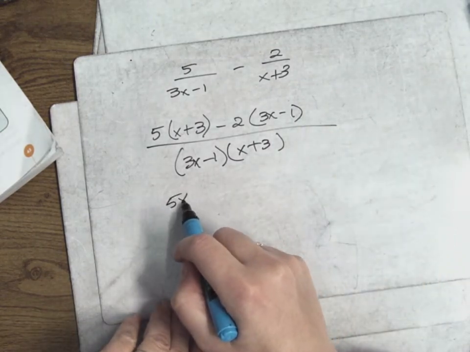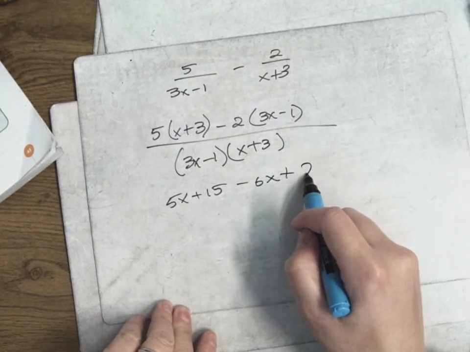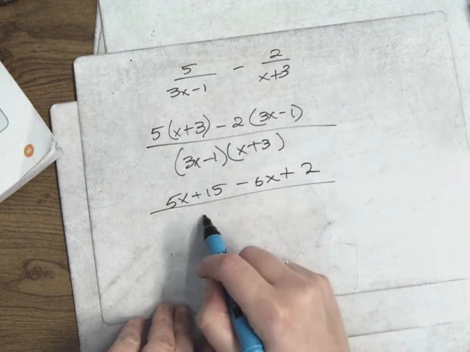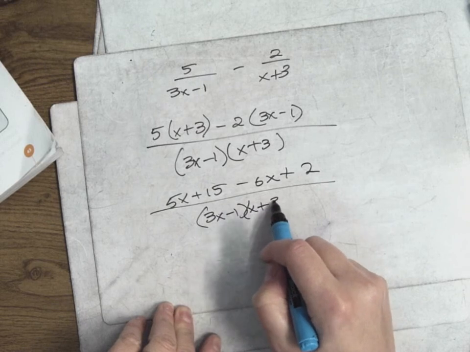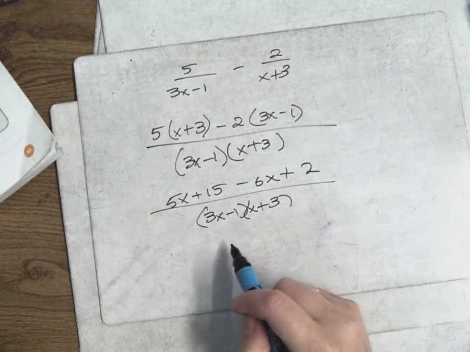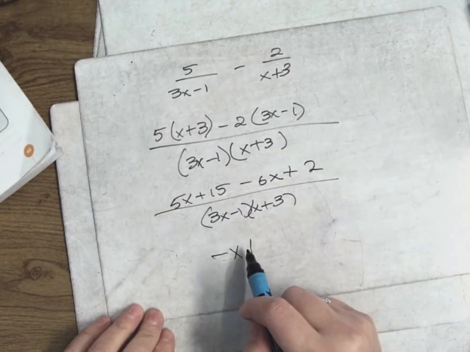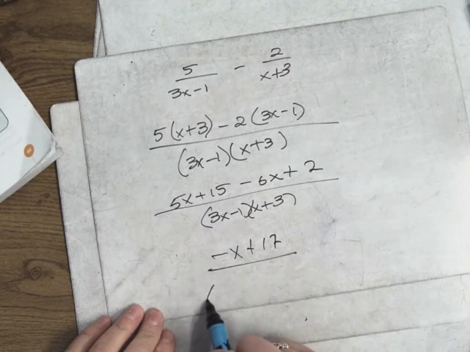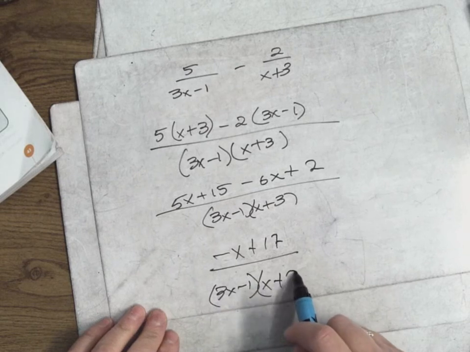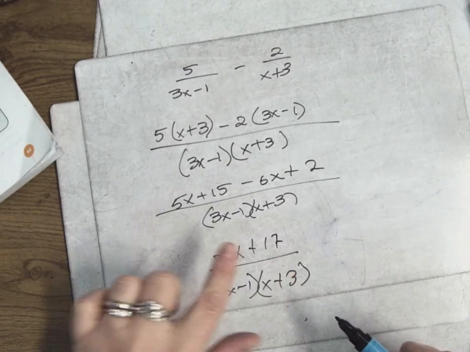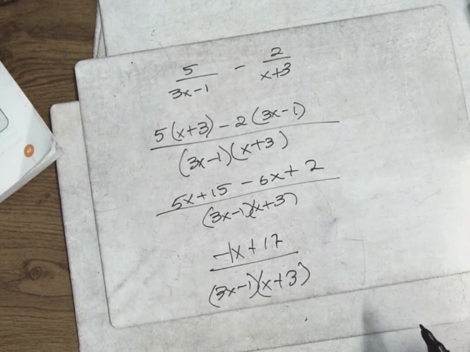Five x plus 15 minus 6x. Just be careful, plus 2. Minus by minus is a plus. Underneath the line stays exactly as it is. And then put your x's together. 5x take away 6x is minus 1x or minus x. Plus 15 plus 2 is plus 17 all over 3x minus 1 all over x plus 3. Remember, order doesn't matter. So if you wrote that as 17 minus x, that's the same answer. If you wrote that as minus 1x, that's the same answer, right?